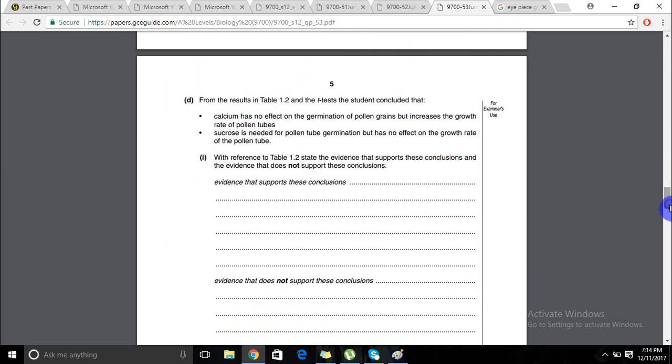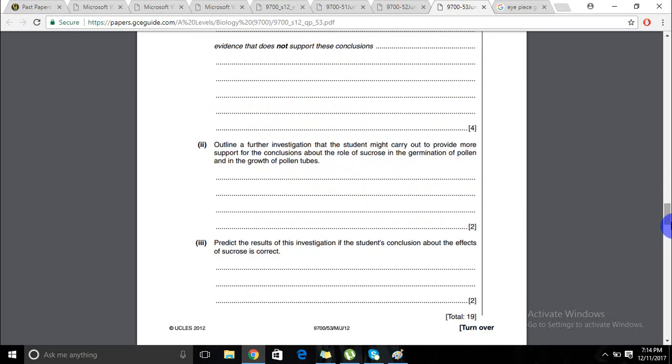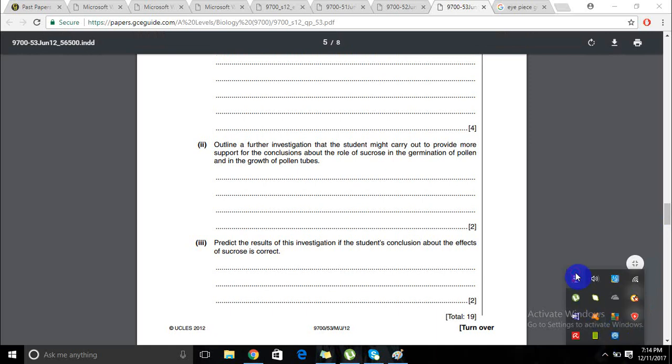The conclusion was that it is needed for pollen germination, but has no effect on the growth rate. So what we would get as a result would be that germination would be affected. In the initial portion of it, we would observe that the time for it would be less, but not so in the case of the lengthening of the tube that results.